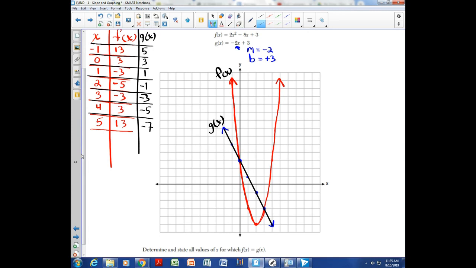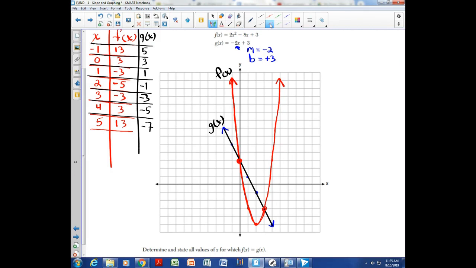Well, saying when f of x is equal to g of x is the same as asking what are the values of x when these two functions are at the same place? These two functions are only at the same place at their points of intersection. So if we answer this question graphically, we can just look for those two points of intersection and ask ourselves, what are those values of x?